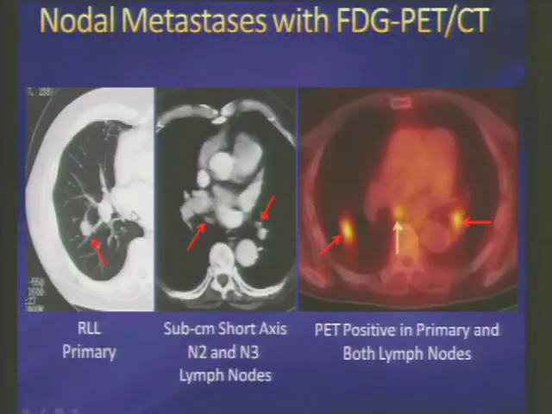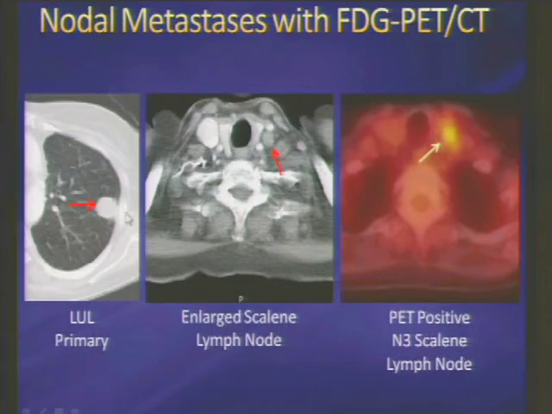So, an example here, actually a relatively small nodule in the right lower lobe. Lymph nodes in the subcarinal and interlobar region on the left hilum are less than 1 centimeter, so anatomically considered benign. But on PET, obviously the lesion is positive in the right lower lobe, but there's also positivity of the N2 and then the contralateral N3 lymph node.